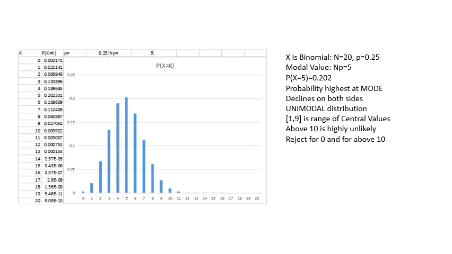So if I have a probability model which says that n is 20 and p is 25%, and I observe something like 15 successes, then I can reject this model because it's outside the range of the values which are likely. So we can reject this model for 0 and for values above 10. And in the center of the range, the central values 1 to 9 are the ones that are predicted by this model.